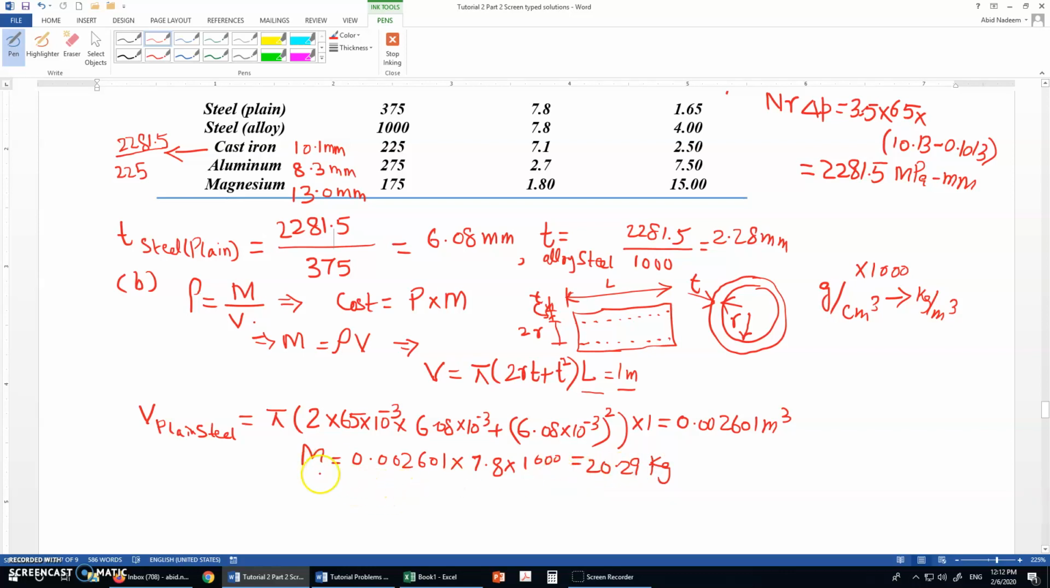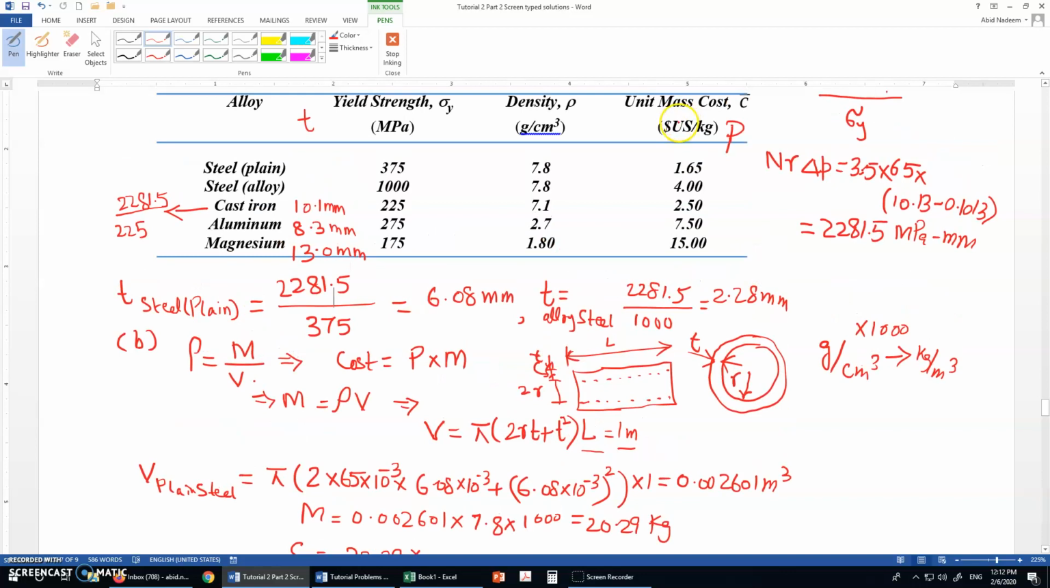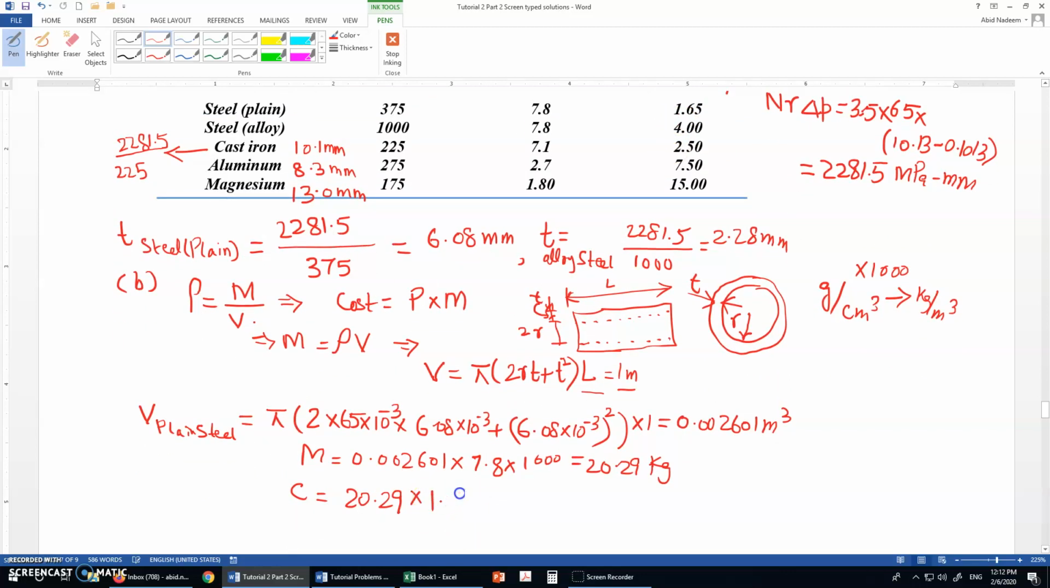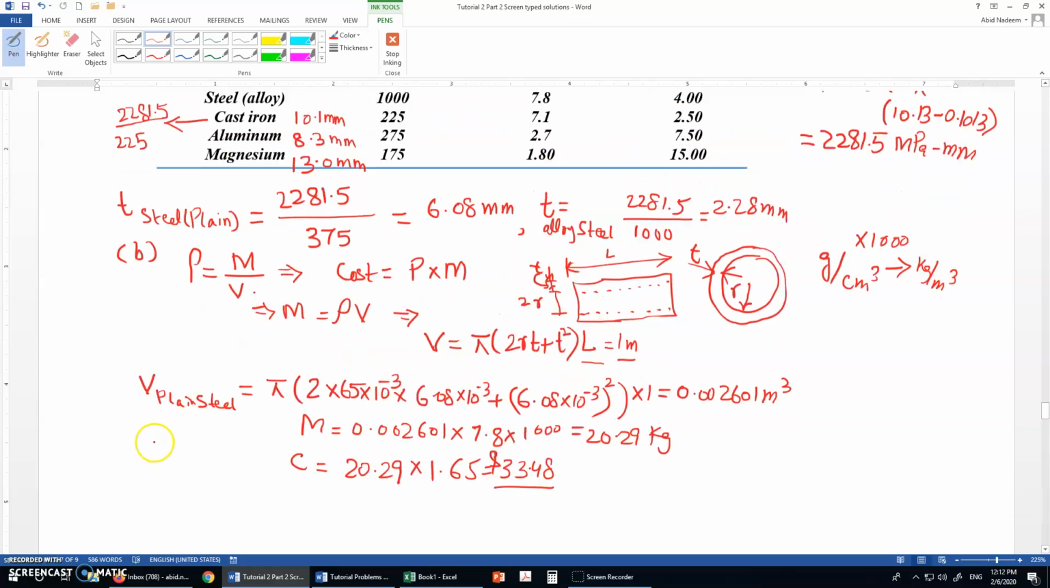So remember that this is the mass needed for steel for 1 meter length. From this mass now you can find the cost by multiplying by the price. 20.29 kilogram is the mass needed, multiplied by the unit cost, which is $1.65 per kilogram. So it will be $33.48 per meter length. So in this way you can repeat it for other materials.